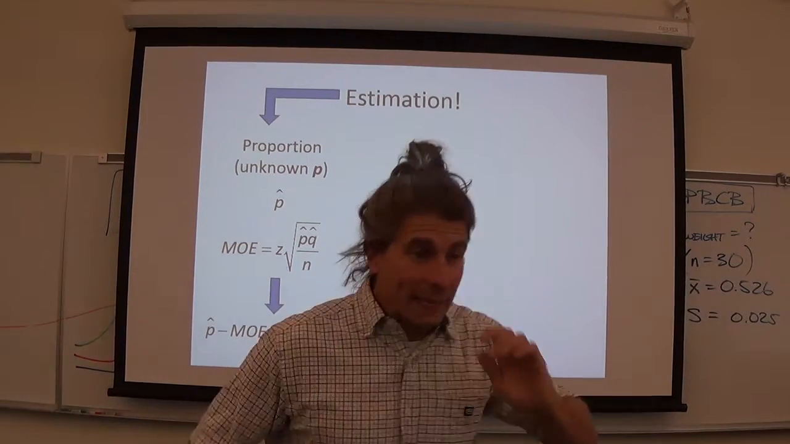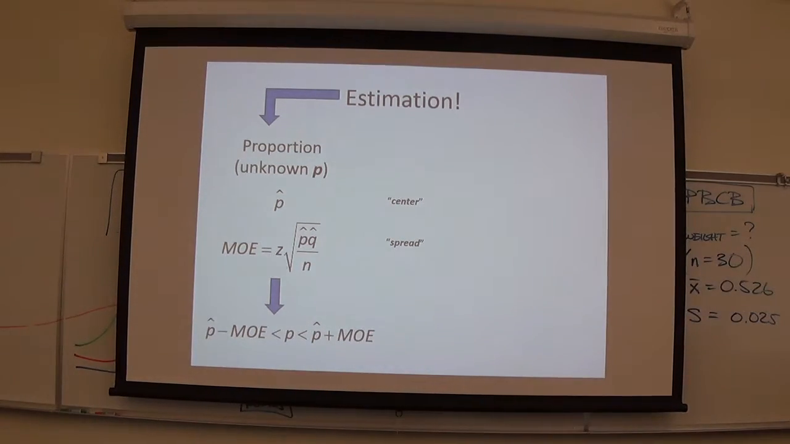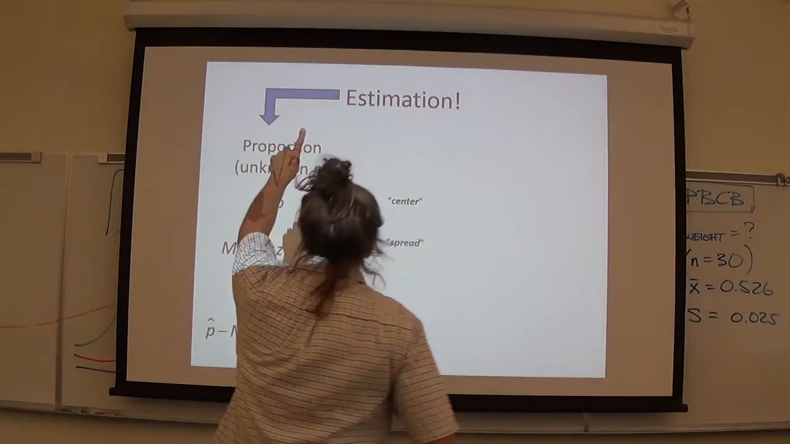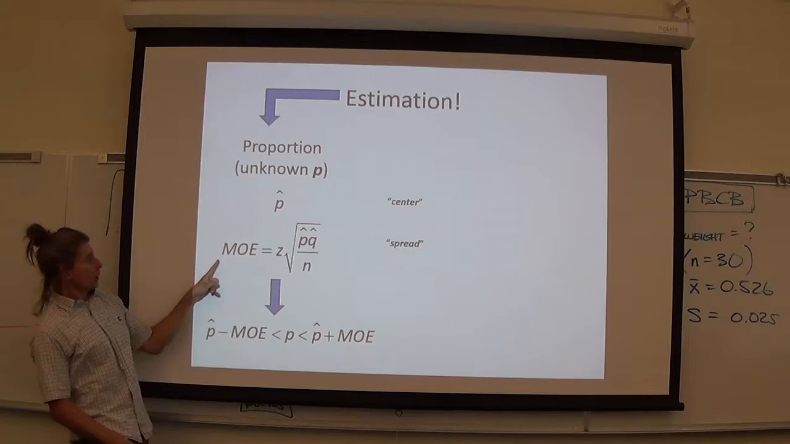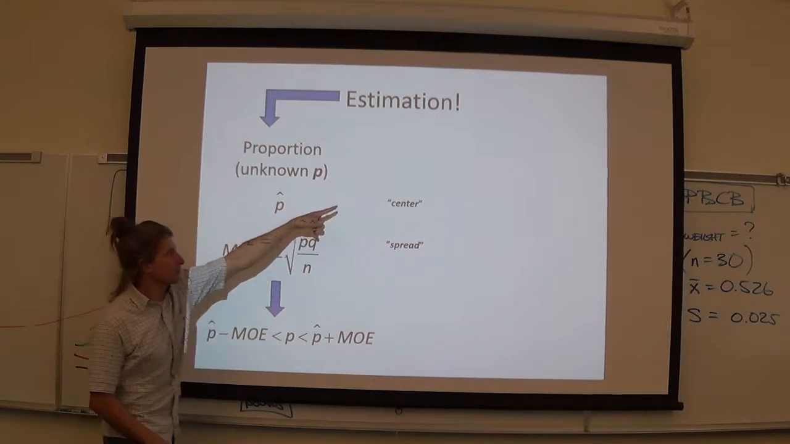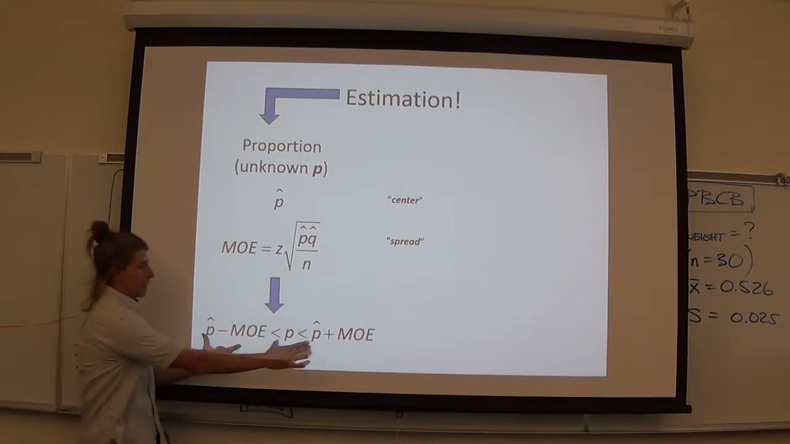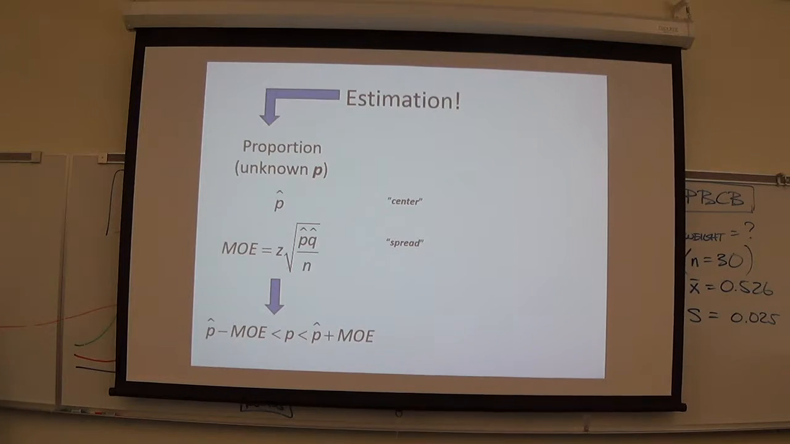So this is what we did with proportion. When you have an unknown population parameter, little p, you get the center, p hat, and you build the margin of error around that, center of the spread, and then you apply that. Everybody's okay with that? That's what we've been doing for the past couple days together. Let's do something similar for averages.